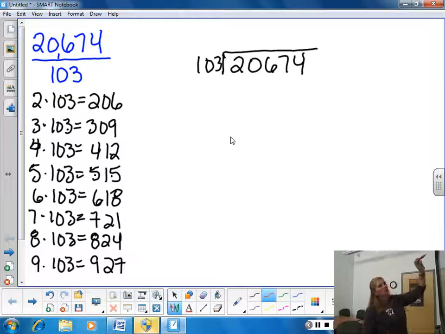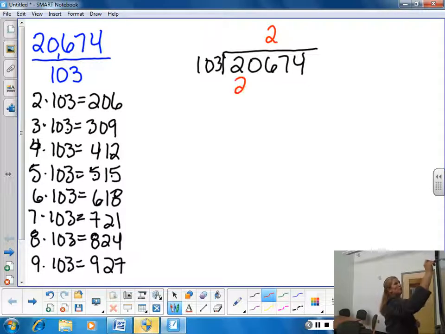Okay, so 103 does not go into 2. 103 does not go into 20. 103 into 206. So 103 goes into 206 exactly 2 times. So my 2 goes over here. It doesn't go over the 2 or the 0 because 103 didn't go into 2 or 20. It goes into 206. So that's where I'm going to put that first one. Okay, 2 times 103 is 206.